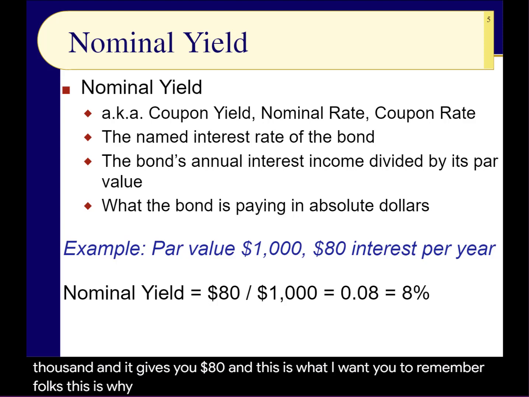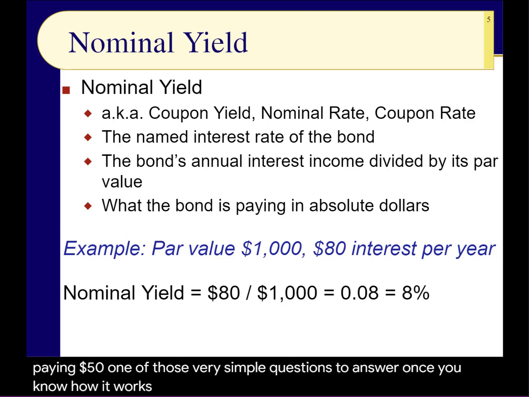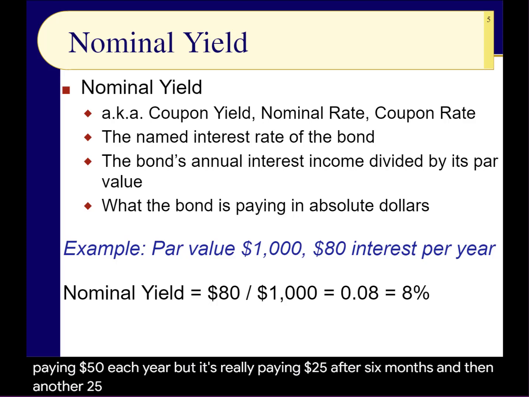And this is what I want you to remember, folks. This is why bonds are $1,000 increments. If it's a 3% bond, it's paying $30. If it's a 5% bond, it's paying $50. It's one of those very simple questions to answer once you know how it works. But remember, a 5% bond is paying $50 each year, but it's really paying $25 after 6 months and then another $25.